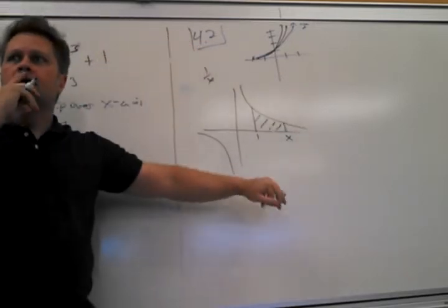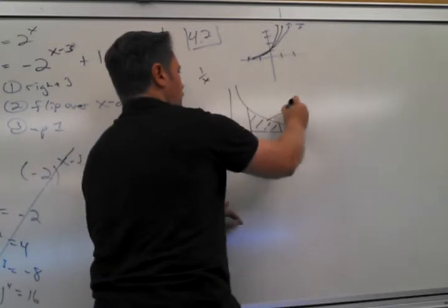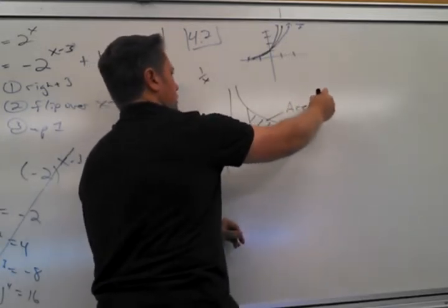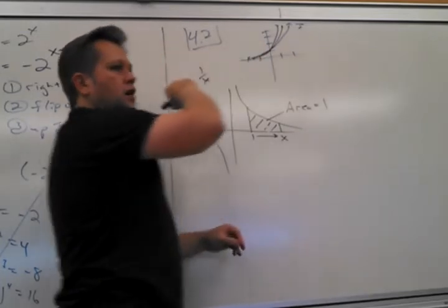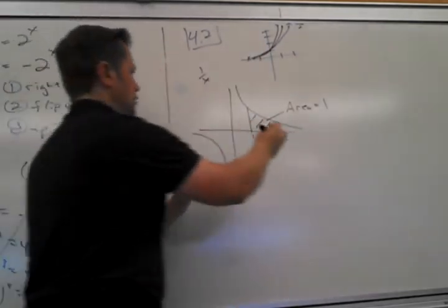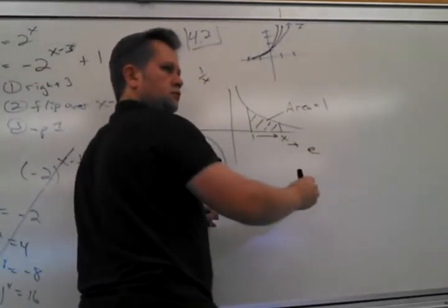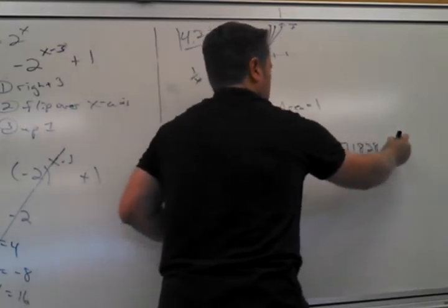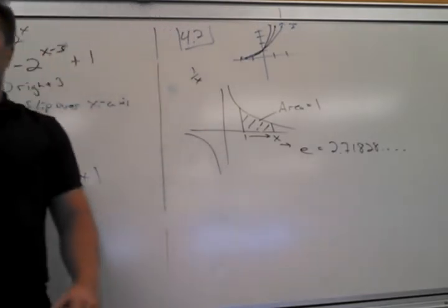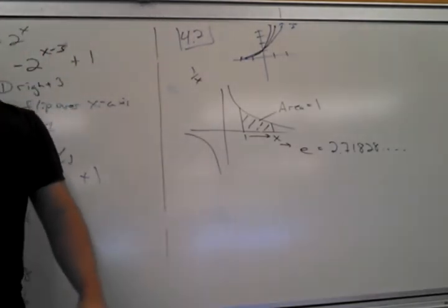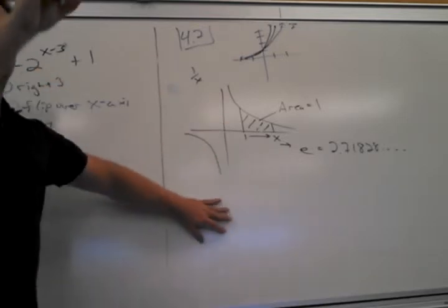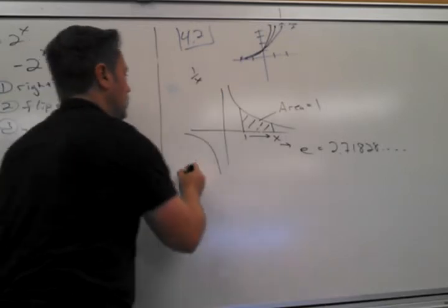But what's really neat is how far out do you have to go until this area equals 1. That is the number I'm talking about. And I might as well tell you, the number I'm talking about is e, 2.71828, blah, blah, blah. That's as far as I know. I don't want to memorize 500 digits of anything. So that's another place where it comes from, and there's one more.